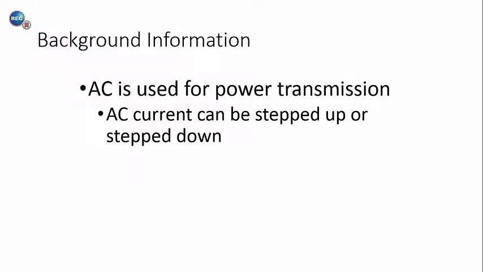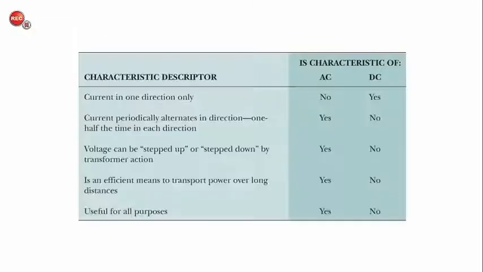So AC is used for power transmission. AC current can be stepped up or stepped down using a transformer, and we'll talk about transformers in a lot more detail in a later chapter. And so this compares the characteristics of AC and DC.